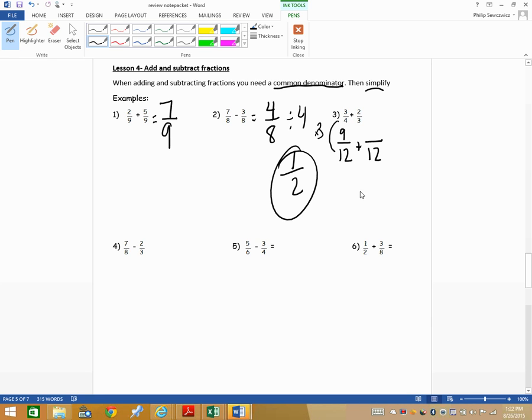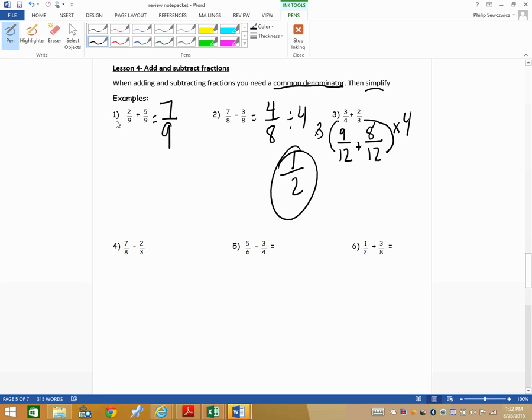There's our new fraction. We don't want to simplify this because when we simplify that, guess what's going to happen? We're going to get right back to where we started from. So let's go to the other side there. We had a 3 over here. 3 times what is 12? Well, 3 times 4 is 12. So now I know what to multiply. So 2 times 4 is 8.